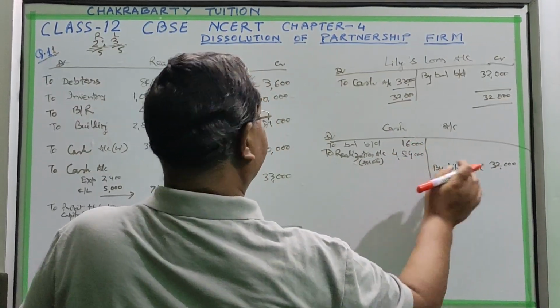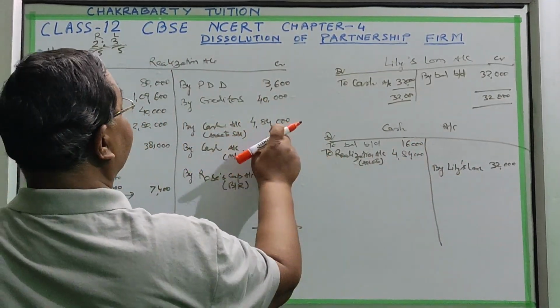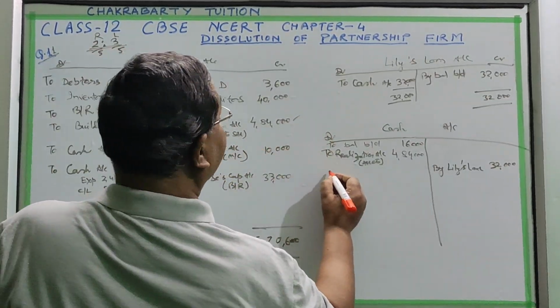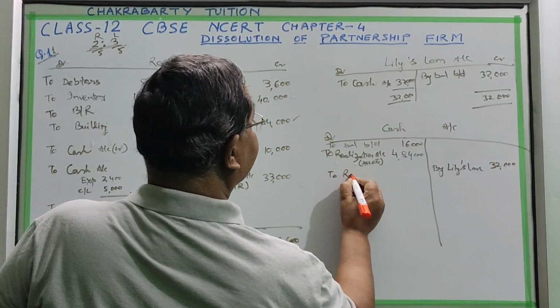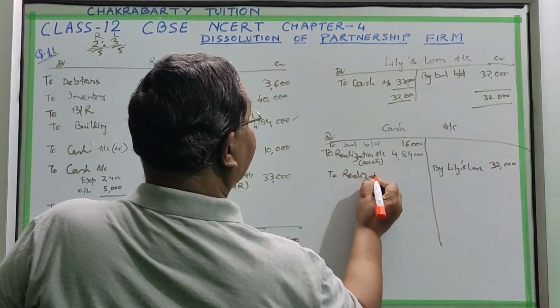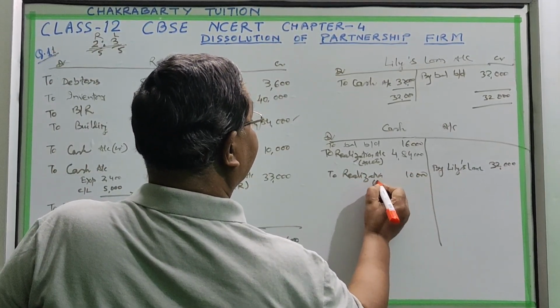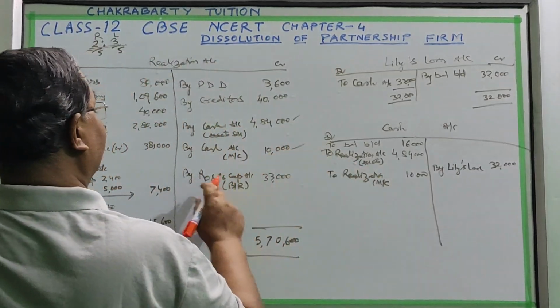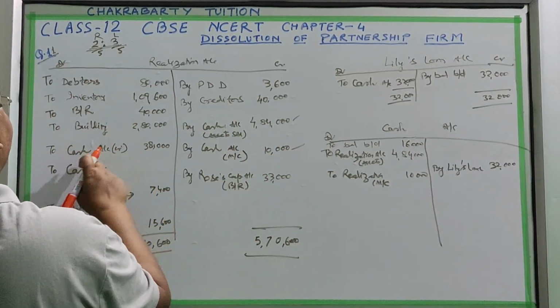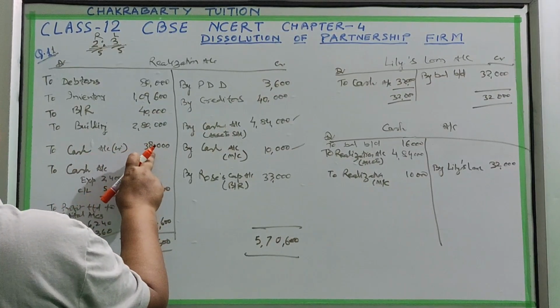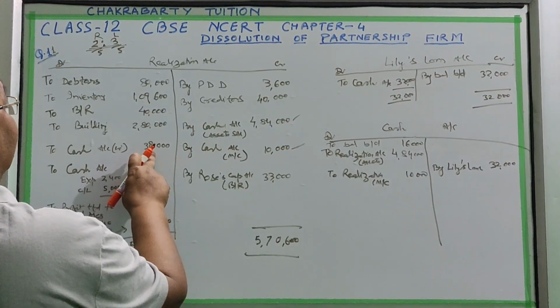Okay. This we have paid. Then cash account debit, this is done, and here cash account is debit motorcycle. So to realization account again, and 10,000 is your motorcycle. So this is also done. No bank account is here. Here cash account is there, means 38,000 rupees you have paid to creditors.